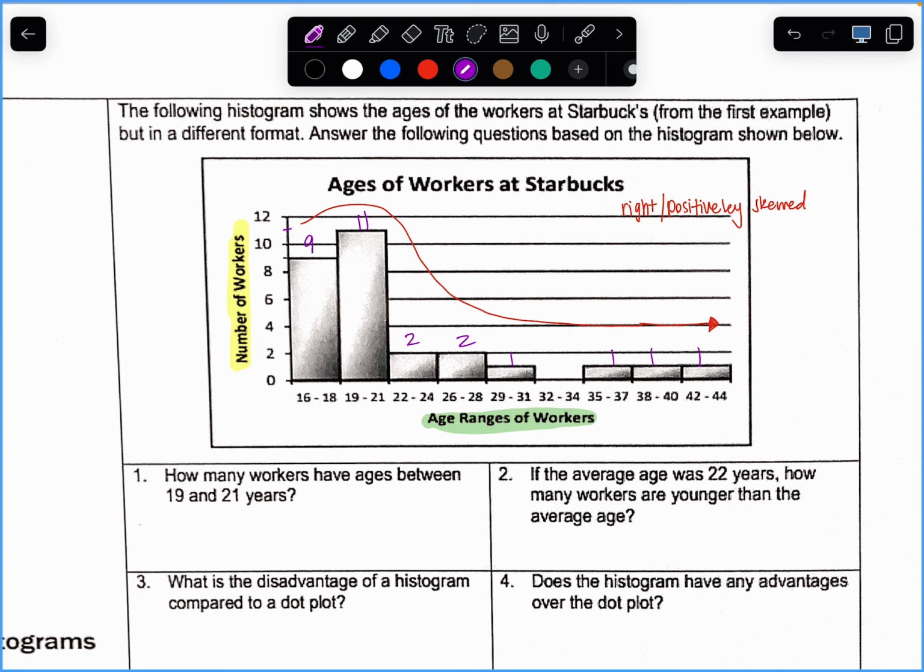11. Yeah, you see how quickly that was for you to find, right? You just looked at, the first thing you looked for was this guy, 19 to 21, and you said 11 workers. No, it's the other one, the other chart.